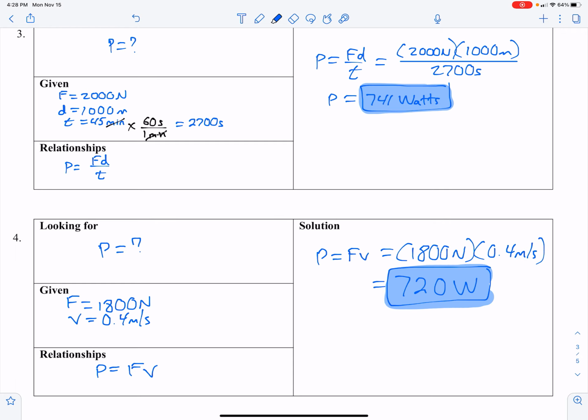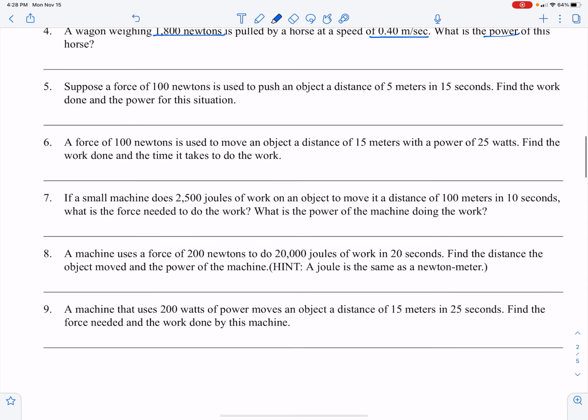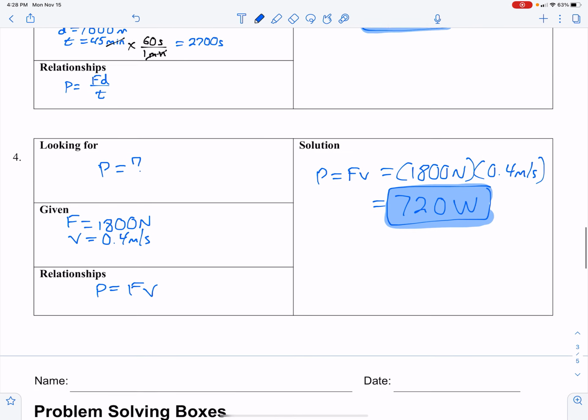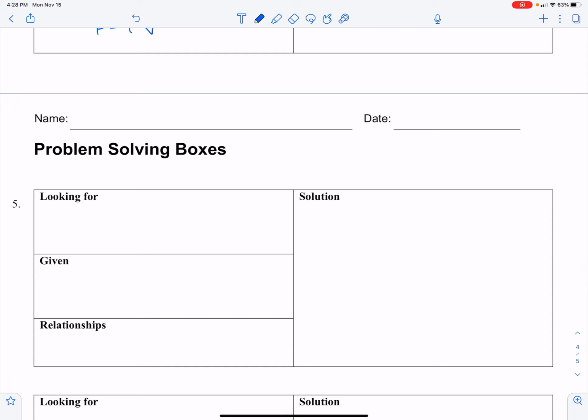Let's take a look at number 5. Suppose that a force of 100 newtons is used to push an object a distance of 5 meters in 15 seconds. Find the work, find the power. So 100 newtons of force, 5 meters of distance, 15 seconds of time.